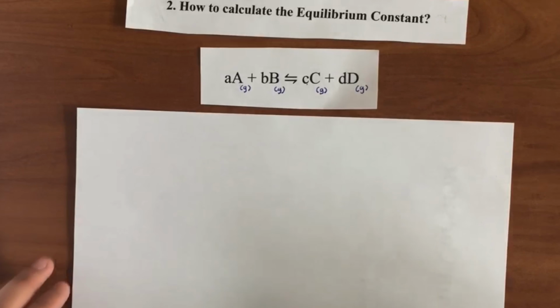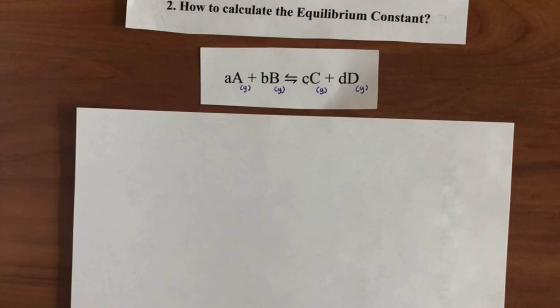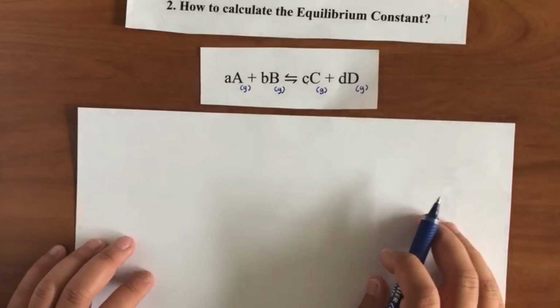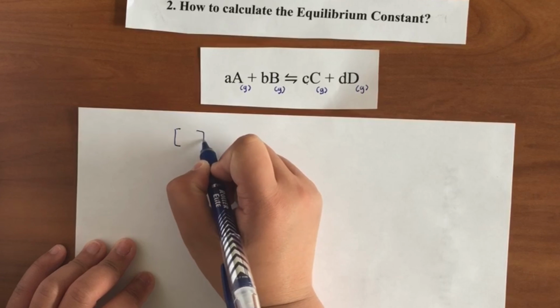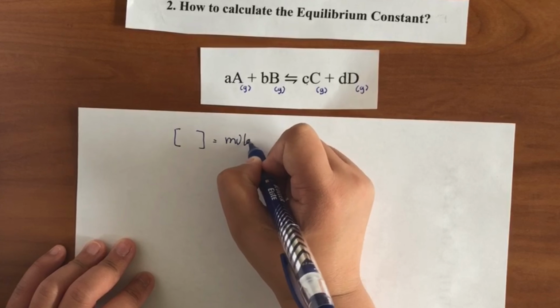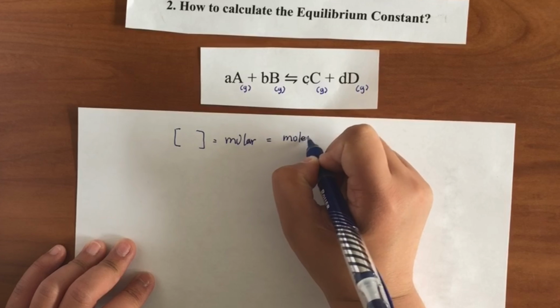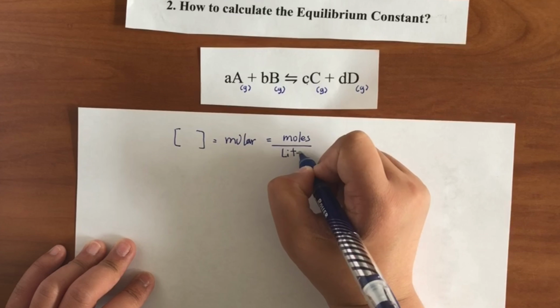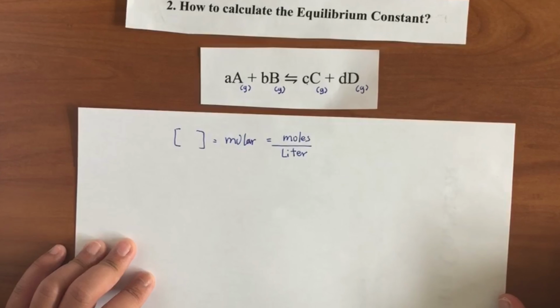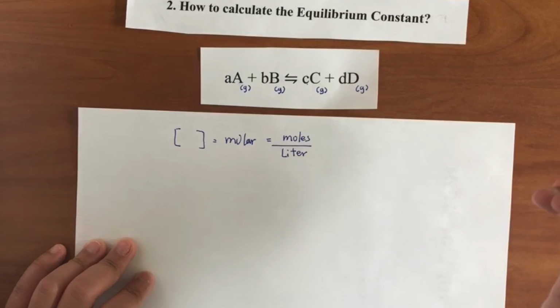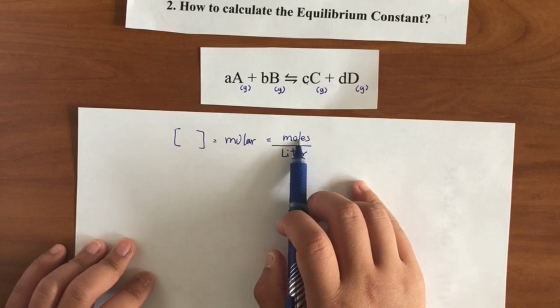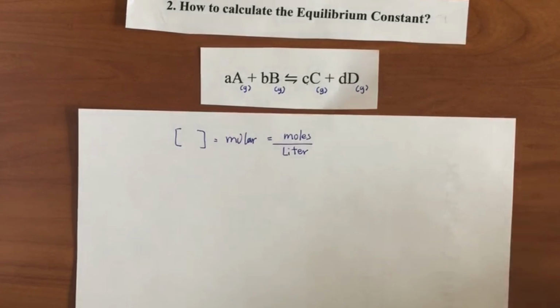Some things to keep in mind when we're using the concentrations or the partial pressures. The concentration is measured in molar, which is moles per liter. So if a problem gives us the grams of a reactant, then we need to convert it to moles. And if it gives us milliliters, then we need to convert it to liters.